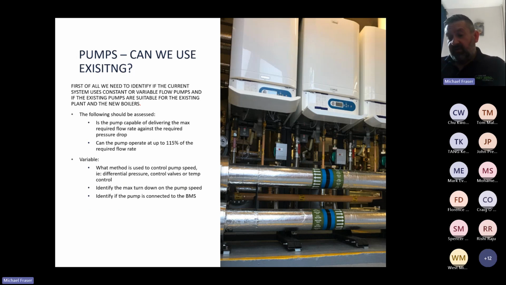So if you are using the existing pumps but they won't turn down enough, you'll lose some of the boiler modulation that you're getting with your new condensing plant. For example, shunt pumps usually modulate with the burners, so if you do use the existing, you will lose this capability. And identify if the pumps are connected to the BMS.